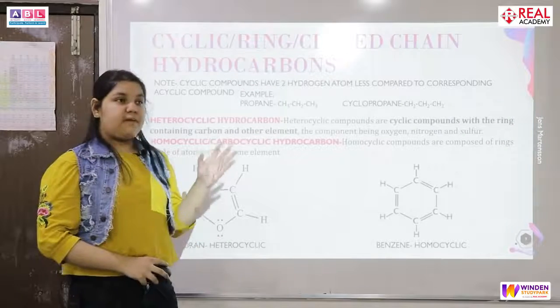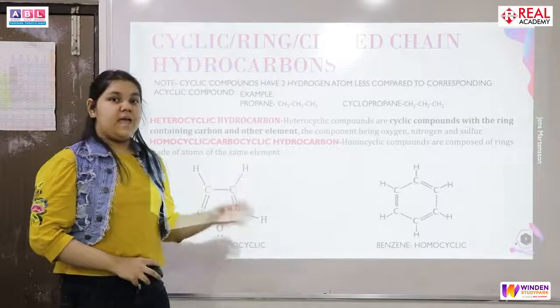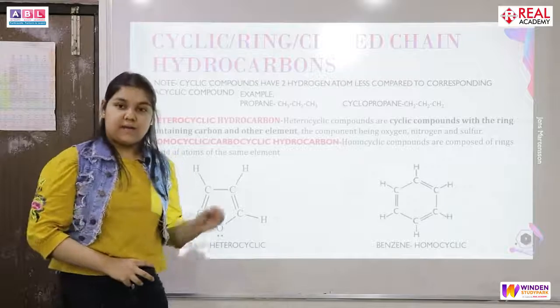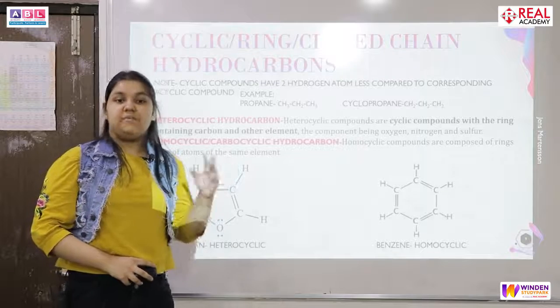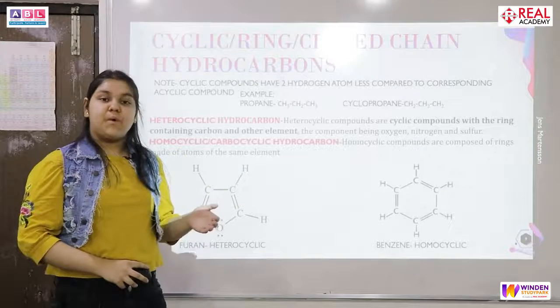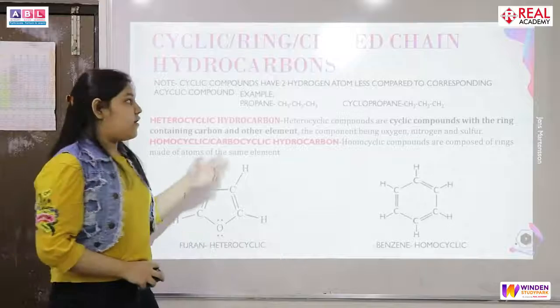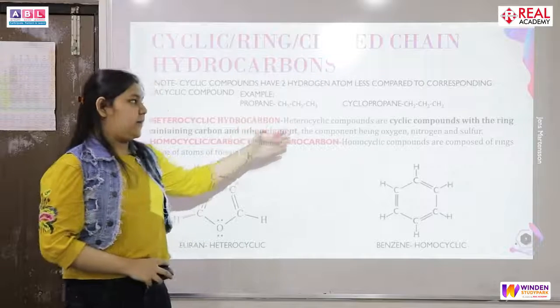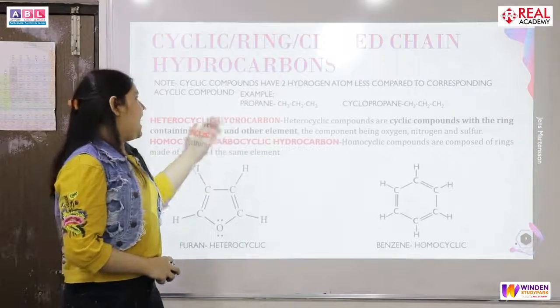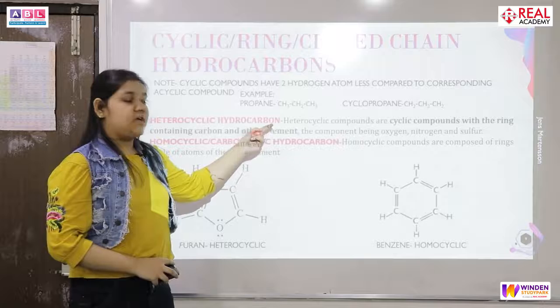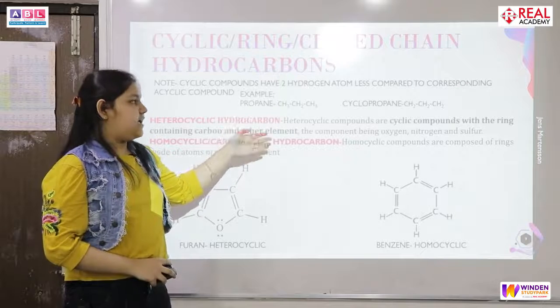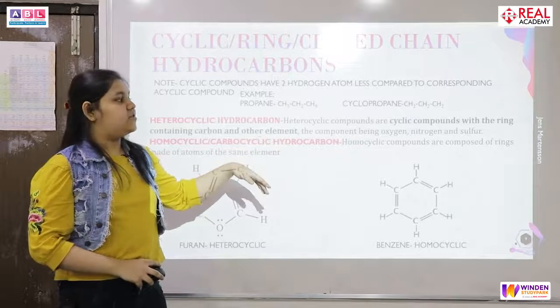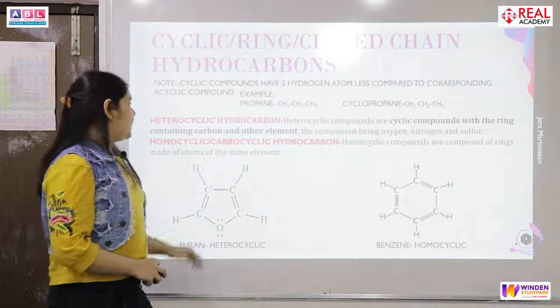Now here's a note, and we begin with cyclic hydrocarbons. A cyclic hydrocarbon contains 2 hydrogen atoms less compared to the corresponding acyclic hydrocarbon. For example, propane and cyclopropane. Propane is an acyclic hydrocarbon in which hydrogen atoms are 8, but in cyclopropane the hydrogen atoms are 6.